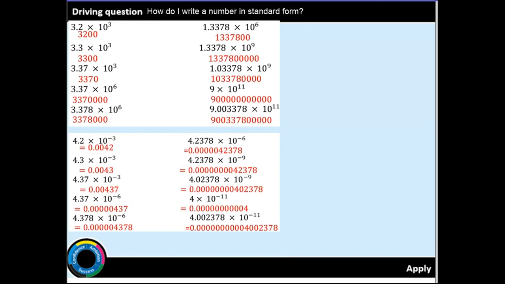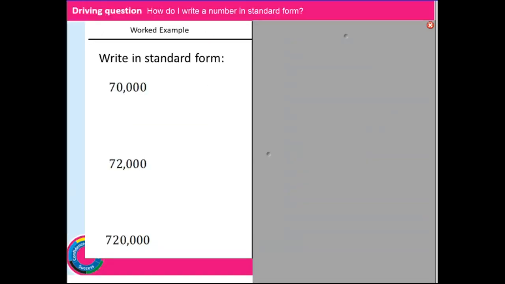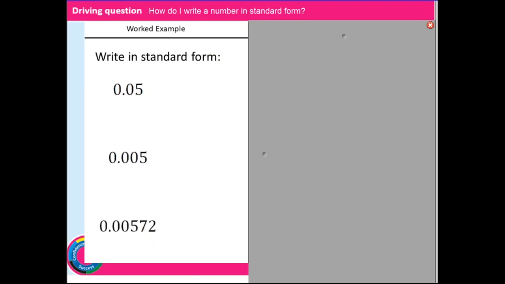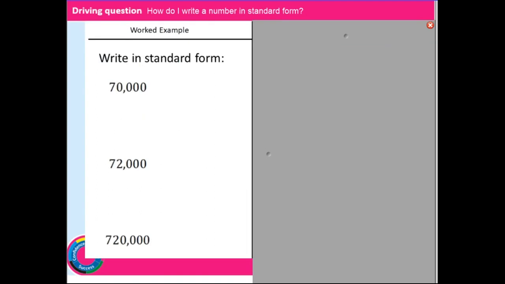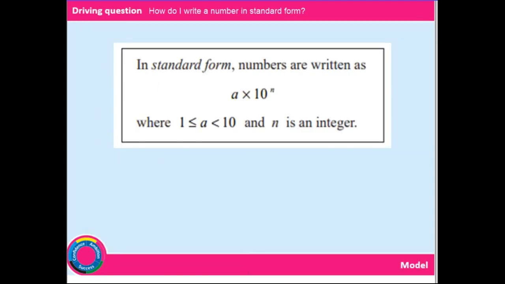Here we go. Let's move on to the next part of the lesson. We want to write these numbers in standard form. Before we start, I'm going to explain that in standard form, numbers are written as A multiplied by 10 to the power of n, where A must be equal to or greater than 1 and less than 10. The power, n, must always be an integer.